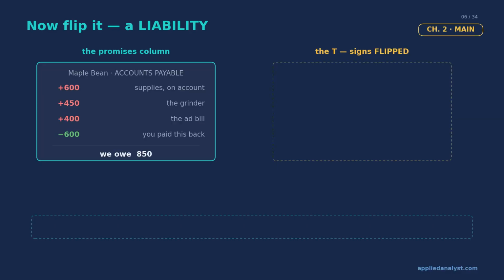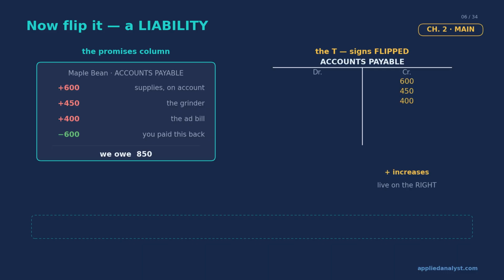Now flip it. Accounts payable, the shop's promises straight from your month. You owed $600 for supplies, $450 for the grinder, $400 for the ad bill, and you paid $600 back. But this page is a liability, so the signs flip sides. The increases live on the right, the credit side, $600, $450, $400. The one decrease moves left, $600.